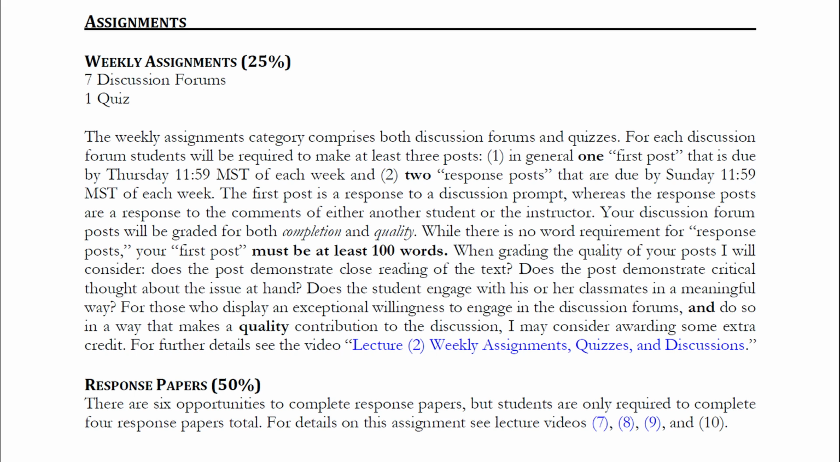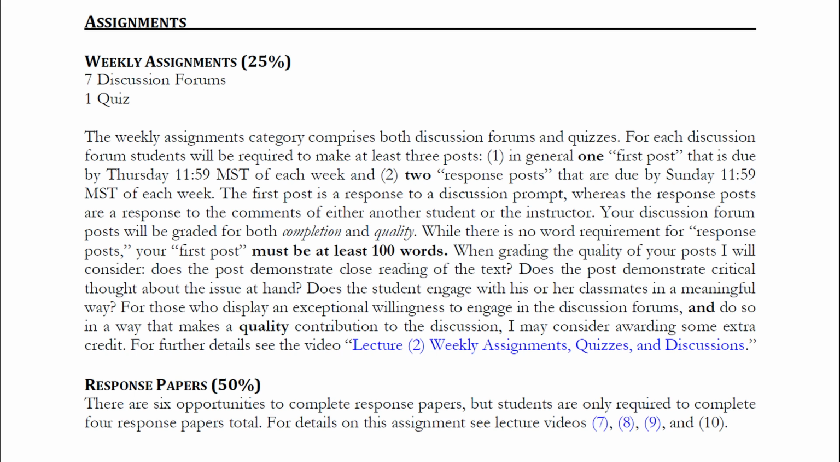For each week of the class that has a discussion forum, which generally speaking is every week of the class except for the weeks during which you will take an exam, you will be required to make 3 total posts. One of those posts is called a first post and is due by the end of the day on Thursday. In this post, you will be responding directly to a prompt about that week's material.